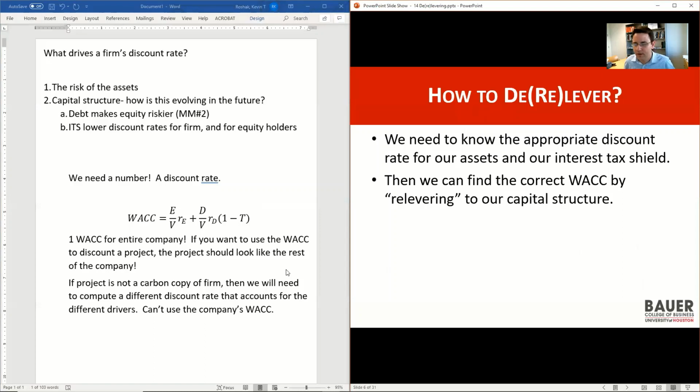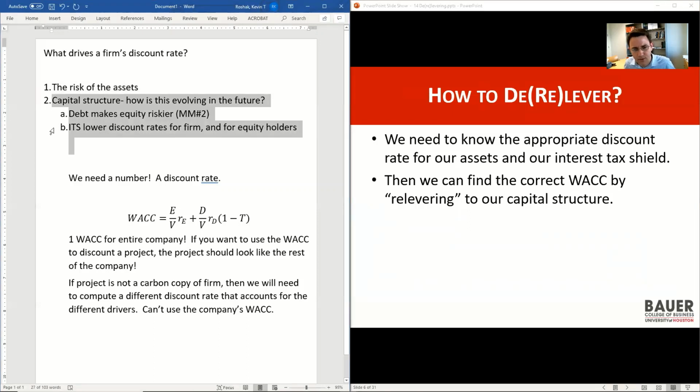How do we do this? What are the particulars of it? The first step is we're going to get the discount rate for the assets. Once we have the discount rate of the assets, then we're going to adjust for the capital structure. We're going to adjust for these two things: the fact that debt makes equity riskier and that the tax shields are lowering our discount rates. You adjust the discount rate on the assets for the capital structure to get a new discount rate. So delevering, that first step, is number one. That's getting at the risk of the assets.